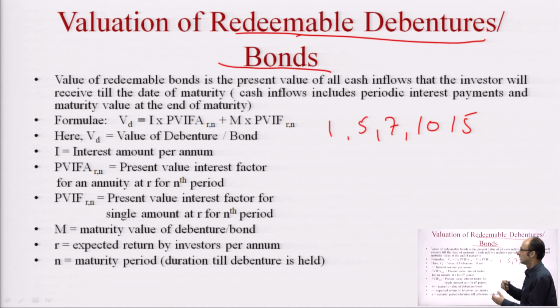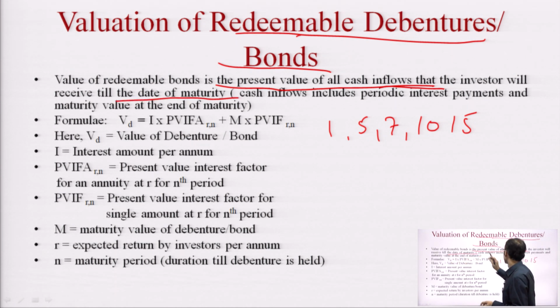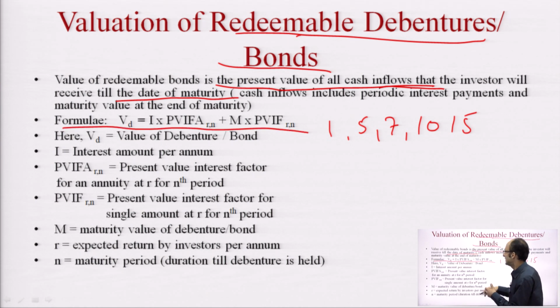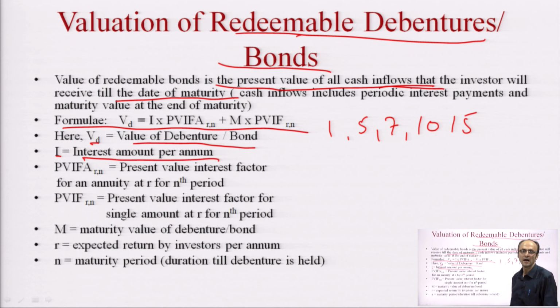Now, how to value redeemable debenture and bond? Let us discuss this. Value of a redeemable bond is the present value of all cash inflows. Cash inflows we have just discussed in the previous slide. Cash inflows are the interest payment that you get annually and the principal amount that you will get after the maturity of the bond period, till the date of maturity. Now see, the simple formula for calculating the value of the bond is written here. Now, we will be discussing the various variables that can be used for valuation of the bond. Here VD stands for value of debenture and bonds. I stands for interest amount per annum, the interest that is fixed and the bondholder gets annually.